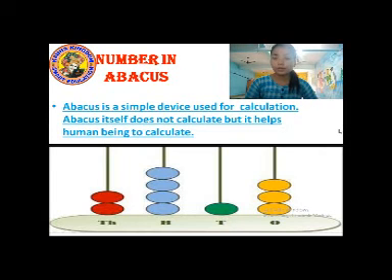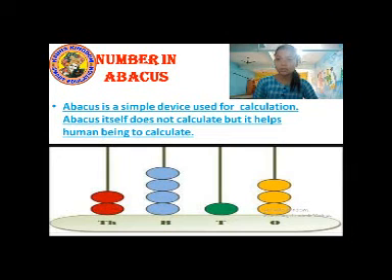Now we are going to learn about numbers in abacus. Abacus is a simple device which is used for calculation. Abacus itself does not calculate, but it has human beings to calculate.